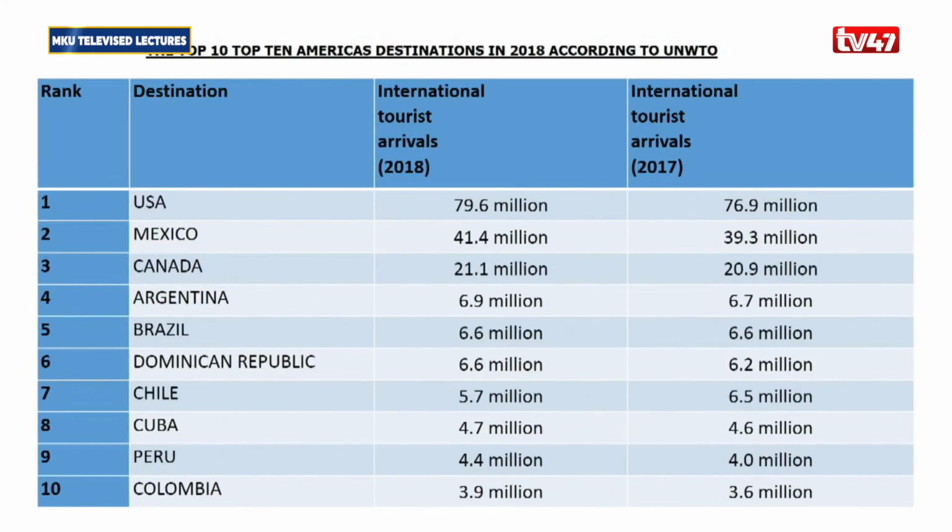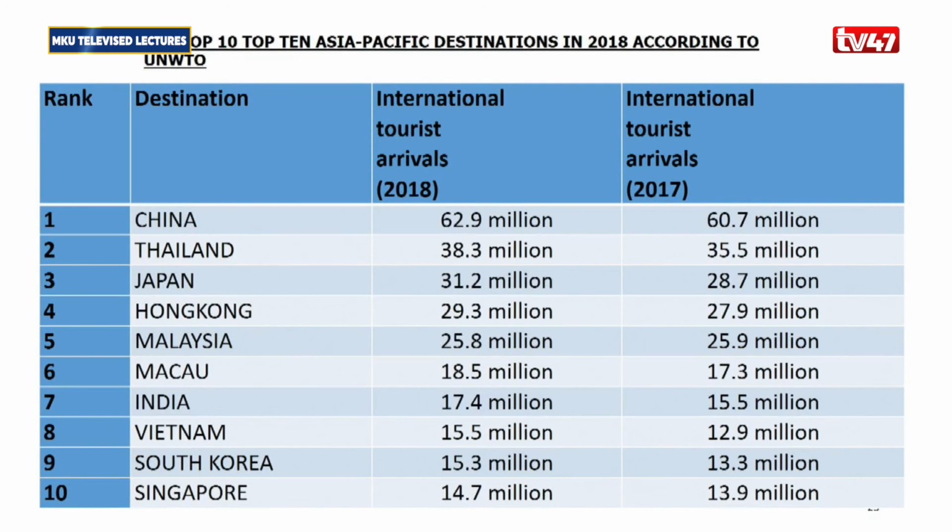And then if you look at the America destination, USA was number one, led by Mexico, Canada, Argentina, Brazil, Dominican Republic, Chile, Cuba, Peru, and then finally Colombia. And USA was the highest with 79.6 million. And number 10 was Colombia with 3.9 million number of tourists that came to that country.